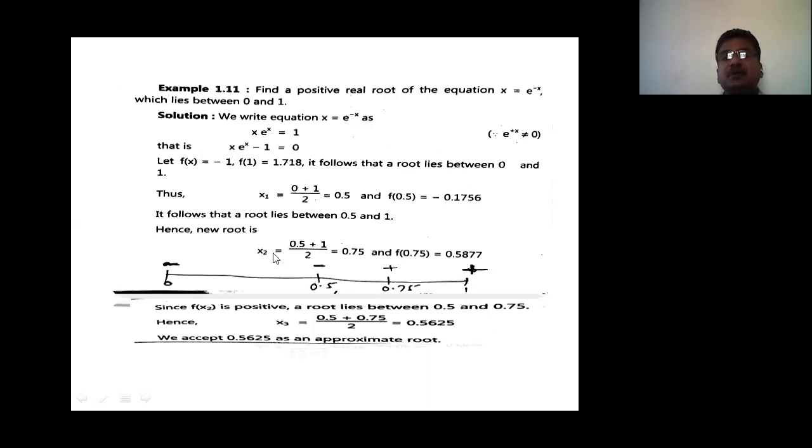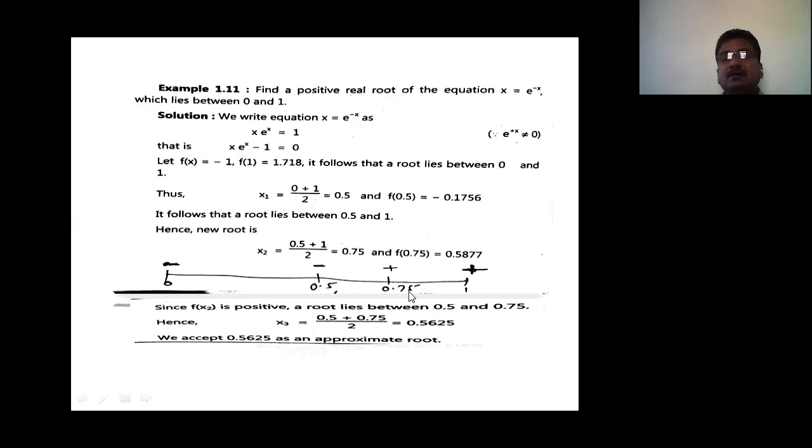And then what is x2, the next approximation? The root lies between 0.5 and 1, as the value of f(x) at 0.5 is negative and the value at 1 is positive. Take this as a and this as b, and use the formula x2 is equal to (a plus b) by 2. That is 0.5 plus 1 divided by 2, and we have the answer 0.75.